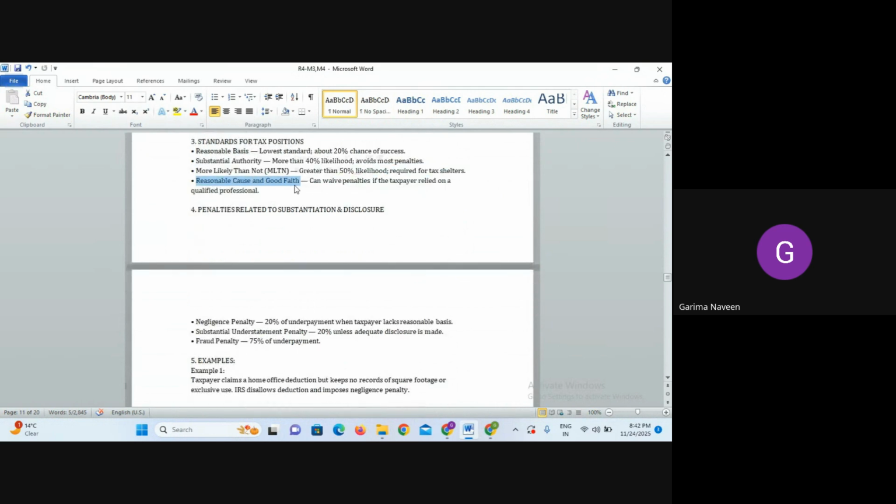Reasonable cause and good faith means a taxpayer is claiming that they have taken the position on a reasonable cause and in good faith, and have not acted to commit fraud or to evade taxes. They can claim to waive penalties if the taxpayer relied on a qualified professional.